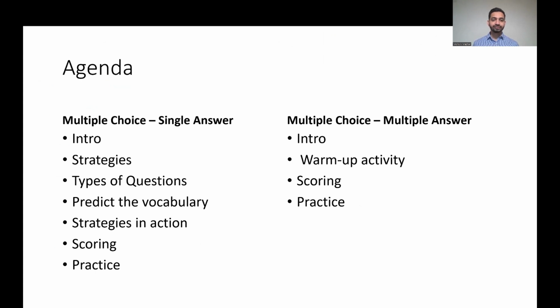Here we've got multiple choice single answer. We are going to introduce the multiple choice single answer. We'll talk about strategies before reading and after reading, and we'll talk about types of questions. We'll talk about how to predict the vocabulary, and then we'll see the strategies in action. We'll apply those strategies that we've learned and how to apply them. I'll show you step by step. And then we'll briefly touch on the scoring, and we'll do the full practice. And I want you to do the practice on your own, but I'll show you how I would do that as well, so you can follow along.